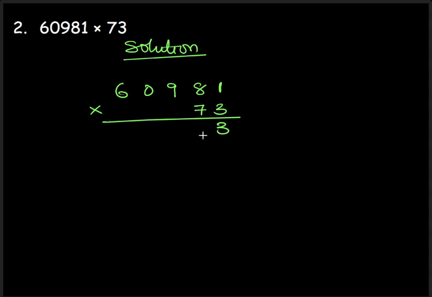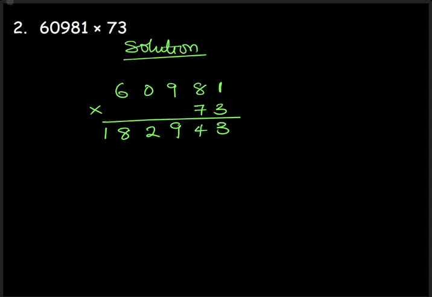3 times 8, 24. Write 4 and you carry 2. 3 times 9, 27. 27 plus 2, that will be 29. 9, carry 2. 3 times 0, 0. That plus 2, that will make it 2. 3 times 6, that will give us 18.